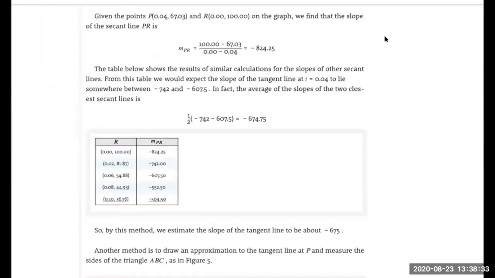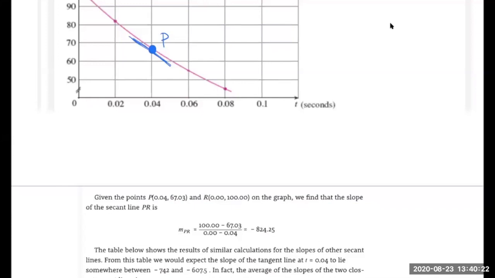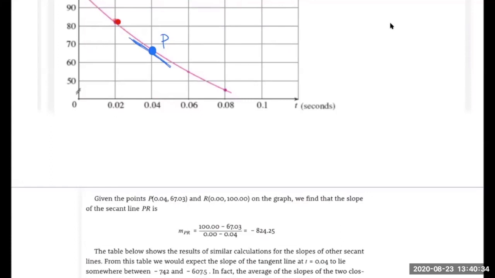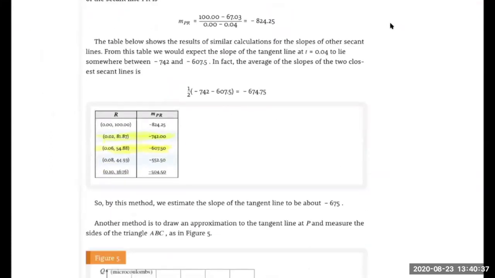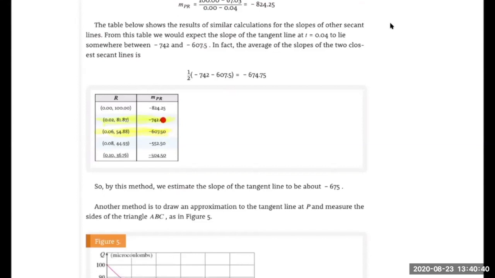Okay, so we make a table. When we pick the other points to be those points here, the slopes of the secant lines turn out to be those values over here. Now, because this point and this point are the 2 closest points to P, when we calculate the slope of the secant line, these 2 values are closest to the slope of the tangent line at the point P. So we take the average of these 2 numbers.